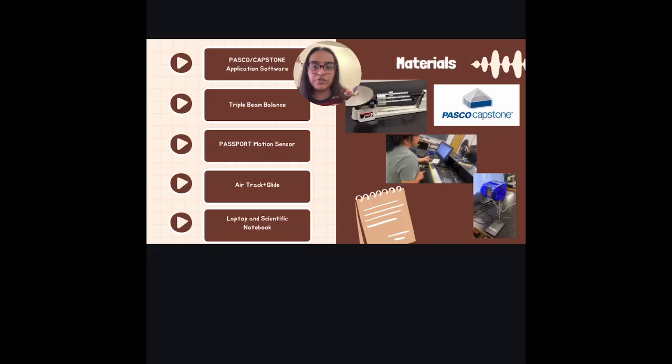The materials used for this lab were the Pasco/Capstone application software. This was used to create the graphs that will be later presented in this report. We also used the triple beam balance, and this was to weigh the hanging mass. We used a Pasport motion sensor. This was to sense the motion as it approached and moved away from the sensor. We used an air track and a glider, and a laptop and scientific notebook for observations.